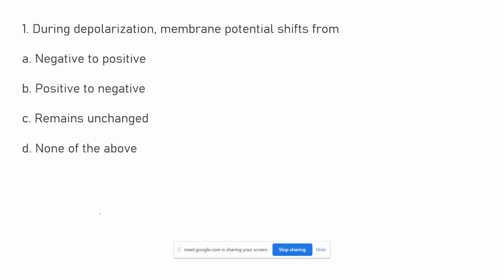So let's move on to the first question. The first question is, during depolarization, does the membrane potential shift from negative to positive or positive to negative, or does it remain unchanged, or none of the above? If anyone knows the answer, they can type it in the chat box. Then I'll discuss in detail about membrane potential, depolarization, and the charge distribution.